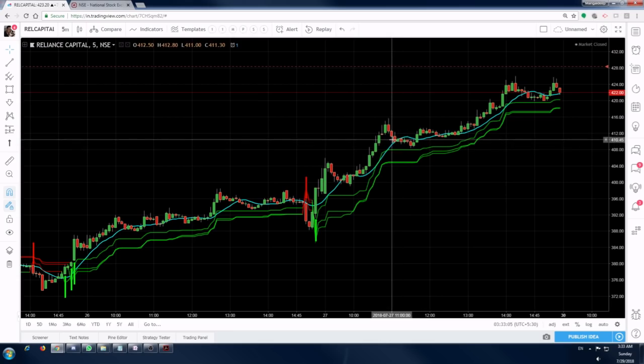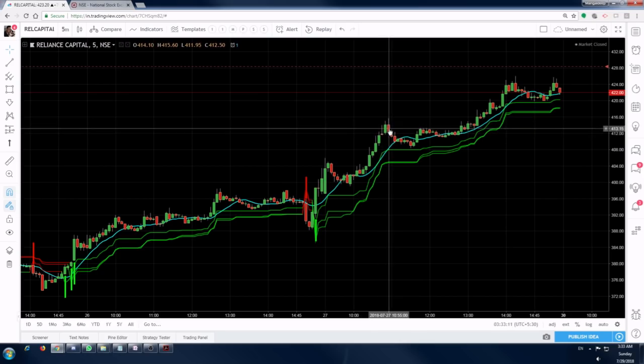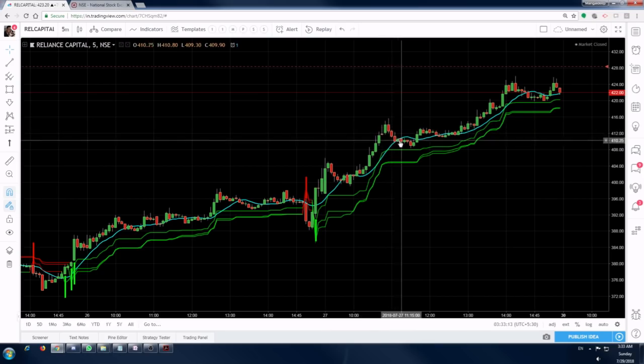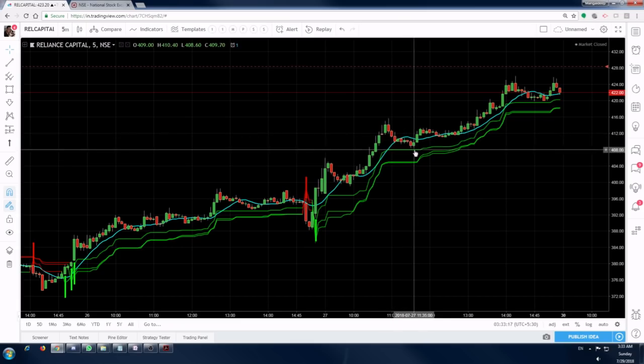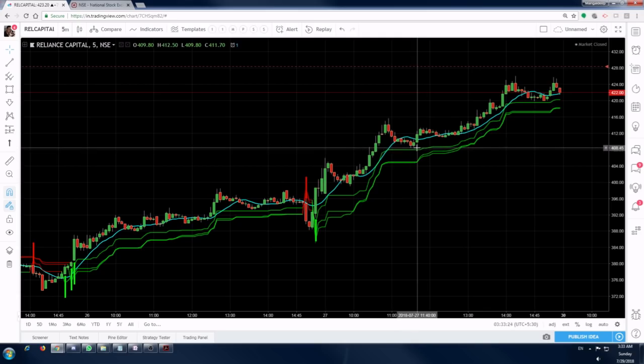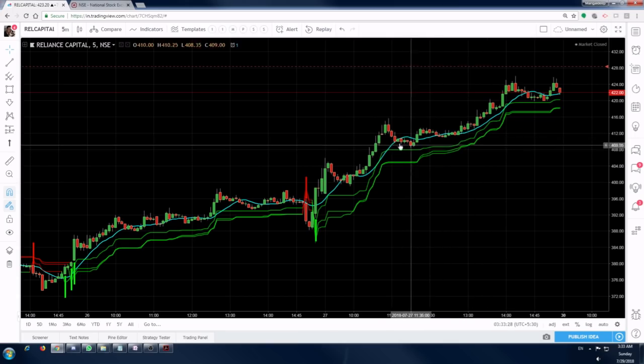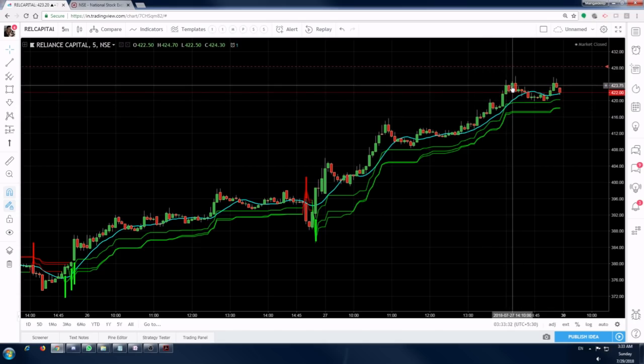So the guys who want to book their profits, they can book it anywhere here when they see the red candle, or you can book your profits when the candlestick breaches the 10 SMA and comes down, or you can wait for the super trend to be breached and then close your trade. So you can clearly see, if you trust the super trend which acts as a support, this script again started moving up.